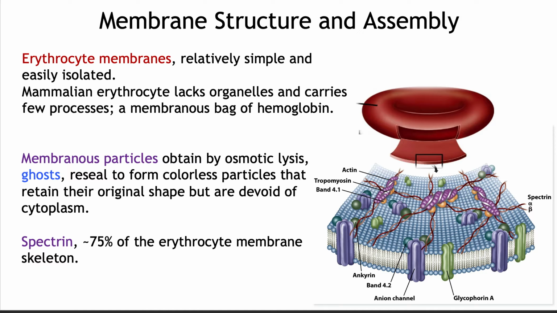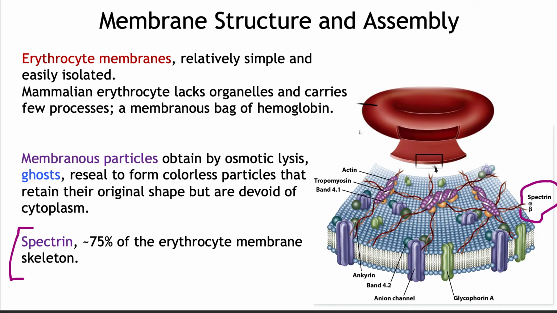All right, so we're going to use erythrocyte membranes as an example to study membrane structure and assembly, right? Because they're relatively easy to isolate and overall simple. And we're going to specifically look at the different proteins that are embedded within the erythrocyte membrane. And we're going to start by looking at a protein known as spectrin, right?